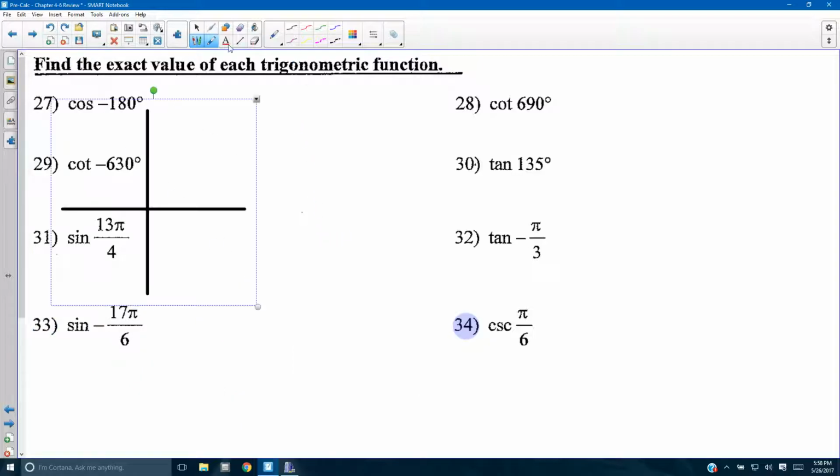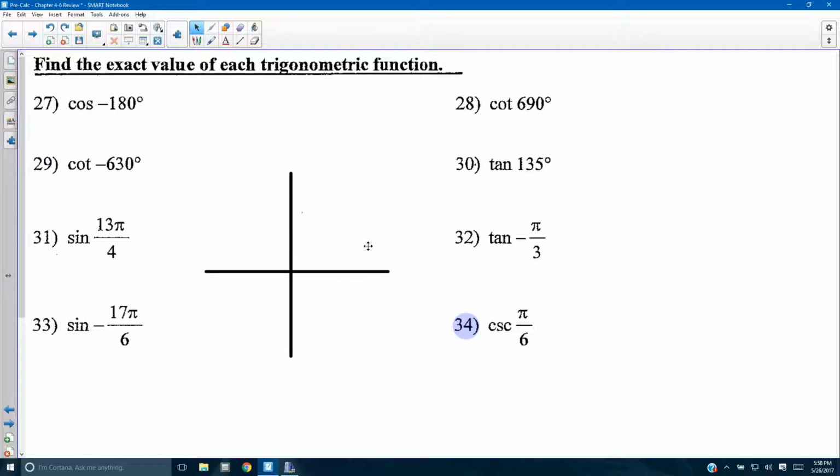Finally, cosecant of pi over 6. Last time, pi over 6 is 30 degrees. So we'll just go 30 up from 180. It looks like one kind of from hardest to easiest in a way. Pi over 6 is 30 degrees here. This is a 1 to 2 to root 3.